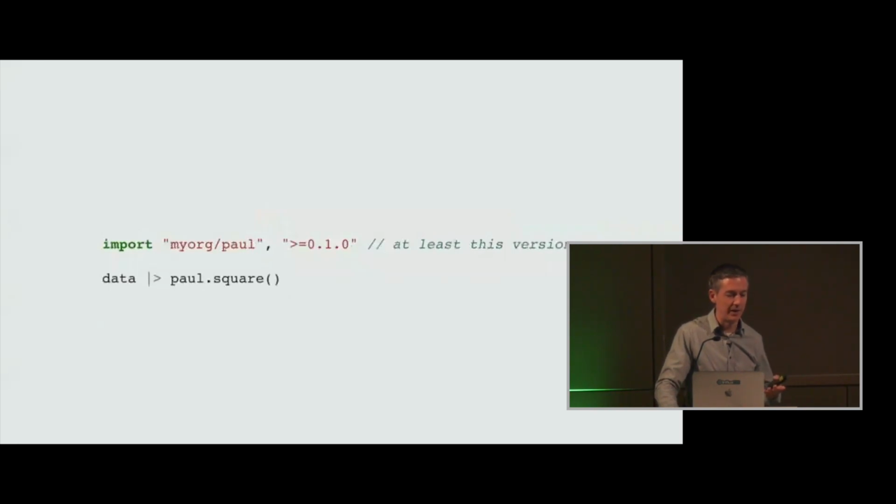So then the other one is basically like at least this version, right? So basically import at least this version, you assume you're not going to make a breaking change.